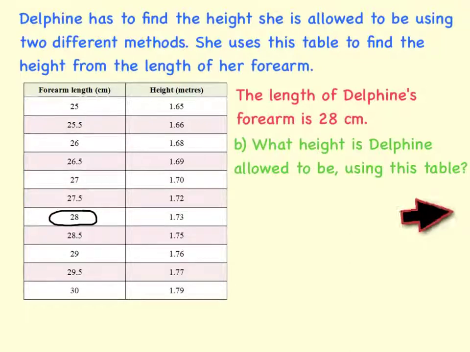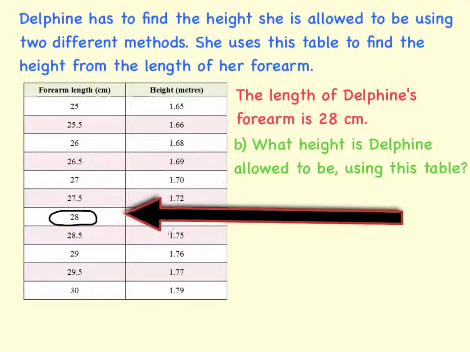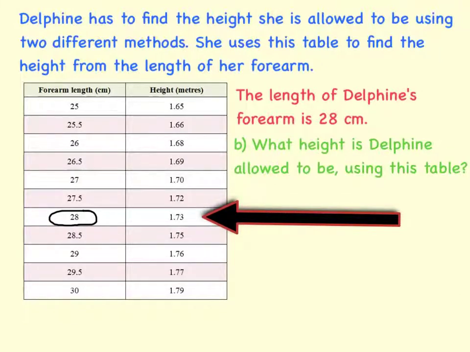If we have a look here, we know the length of her forearm is 28 centimetres. We come across the table on this white line here, and we find that the height she is allowed to be using this table is 173 centimetres, and that's all they want to know for this question. 1.73 metres or 173 centimetres. This table, you'll notice, has its height in metres.